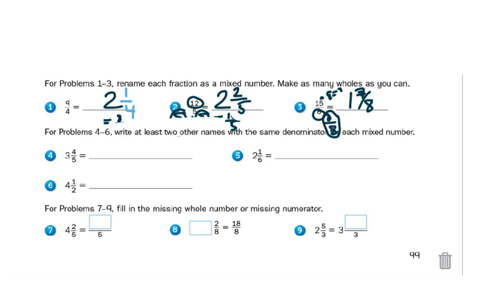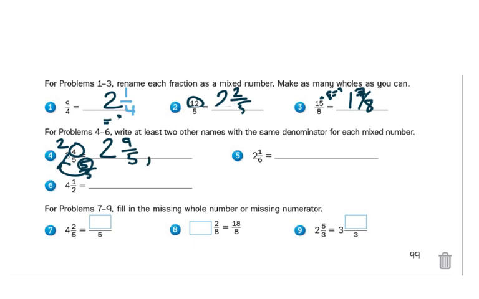For problems 4 through 6, write at least 2 other names with the same denominator for each mixed number. Well, I'm going to borrow one from here and make it equal to 5/5. And then 5/5 would be the same as the one that I borrowed. So add that to what's already there to get 2 9/5. Another way to say that is I can multiply the denominator times the whole number and add the numerator. So 5 times 3 is 15. 15 plus 4 is 19/5.